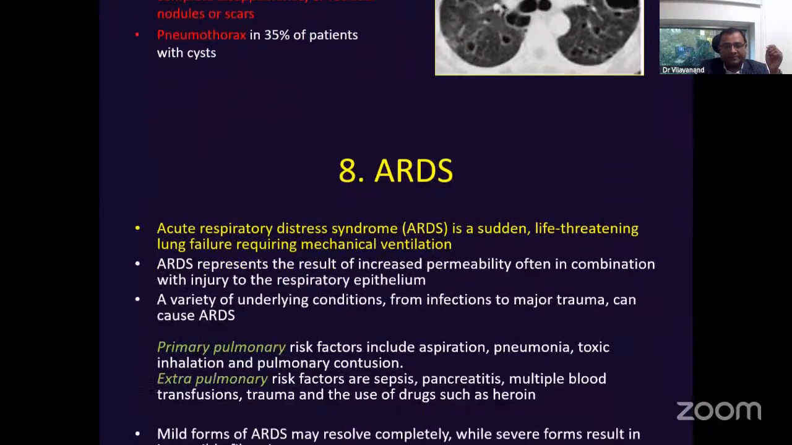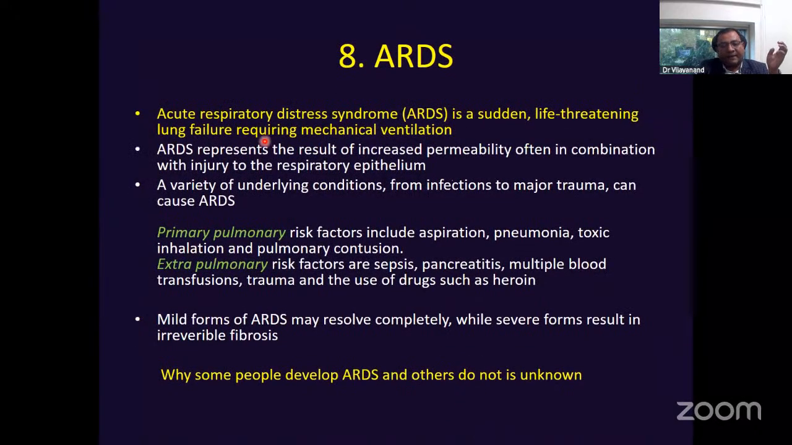Coming to ARDS, acute respiratory distress syndrome is a sudden life-threatening lung failure requiring mechanical ventilation. I will not be explaining the pathology, but it can be of two types. In primary pulmonary ARDS, the risk factors are aspiration, pneumonia, toxic inhalation and pulmonary contusions. Extrapulmonary risk factors are sepsis, pancreatitis, multiple blood transfusions, trauma, or drugs. A mild form of ARDS may resolve completely, while severe forms result in irreversible fibrosis. And why some people develop ARDS and why some people do not is still unknown.